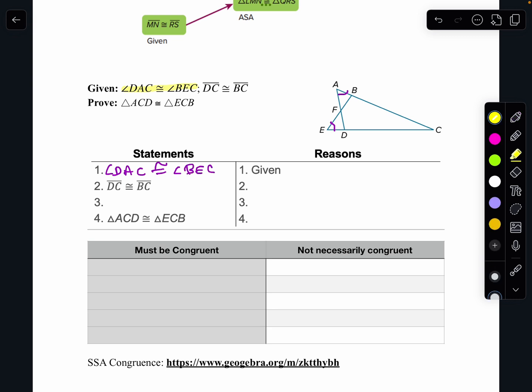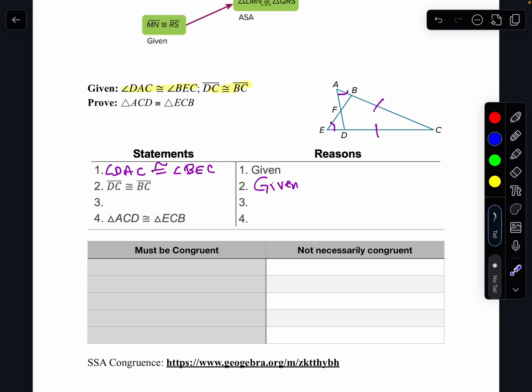I'm also given that DC is congruent to BC. So I want to mark that in my diagram, and the reason I know that is it's given. Now, what else do I know?